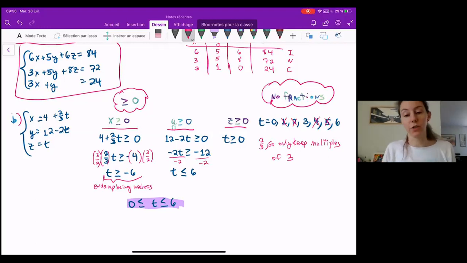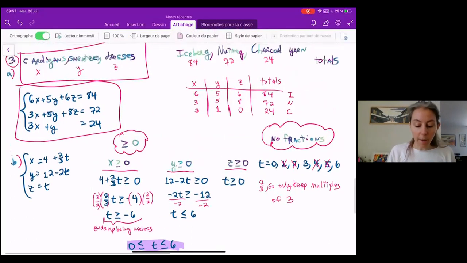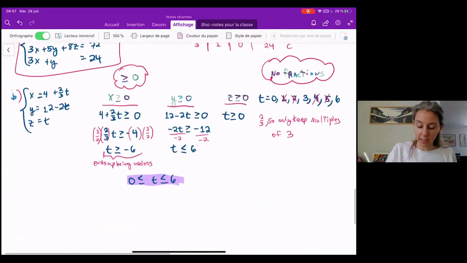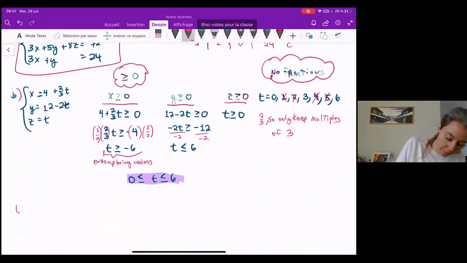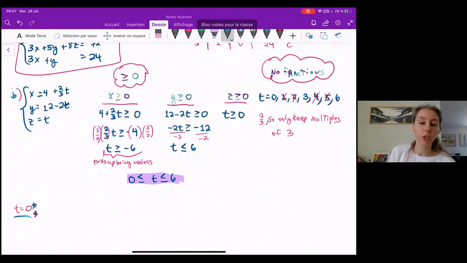So this is not my answer. T equals 0, 3, and 6 is not my answer. It says find all of the realistic solutions. The realistic solutions are going to be the number of cardigans, sweaters, and dresses. So t equals 0. When I plug that in, I'm plugging it into my original general solution. So this is the general solution. Note, a general solution and a general equation are not the same thing. You guys need to know the difference between general solution and general equation.